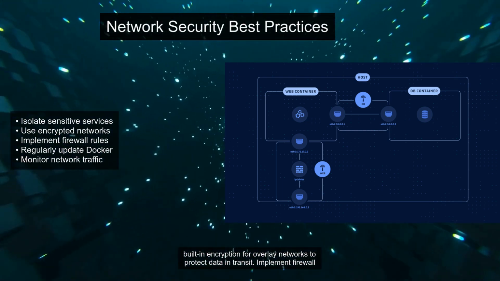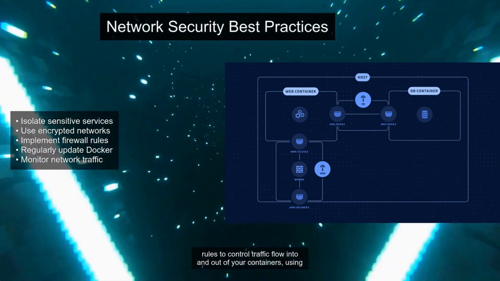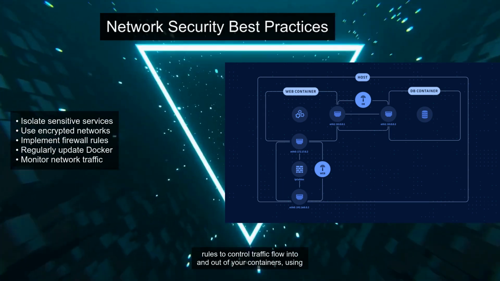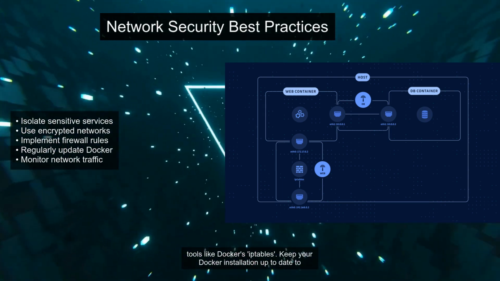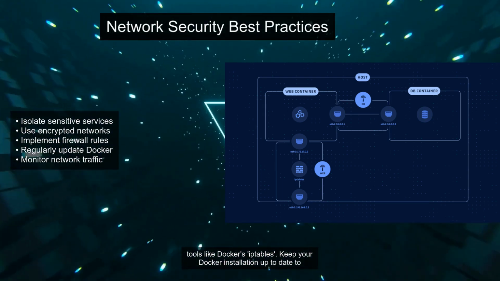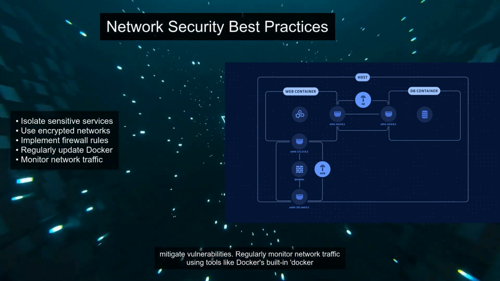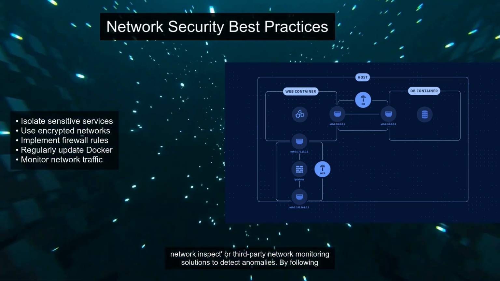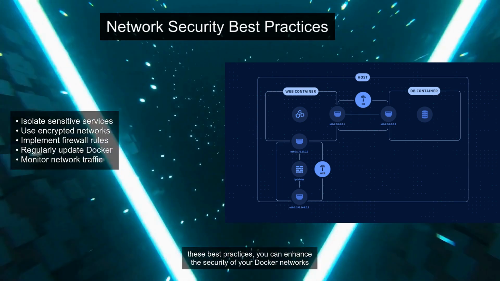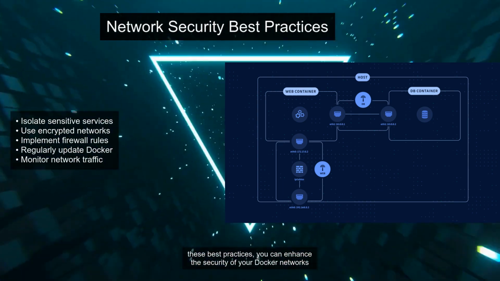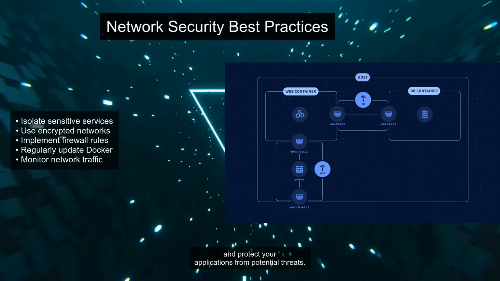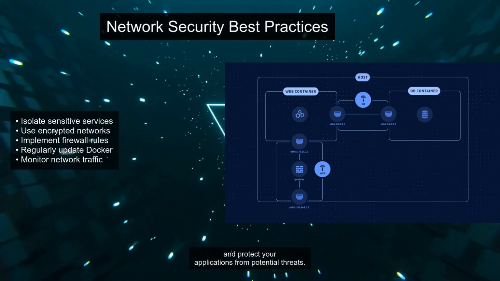Utilize Docker's built-in encryption for overlay networks to protect data in transit. Implement firewall rules to control traffic flow into and out of your containers, using tools like Docker iptables. Keep your Docker installation up to date to mitigate vulnerabilities. Regularly monitor network traffic using tools like Docker's built-in docker network inspect or third-party network monitoring solutions to detect anomalies. By following these best practices, you can enhance the security of your Docker networks and protect your applications from potential threats.